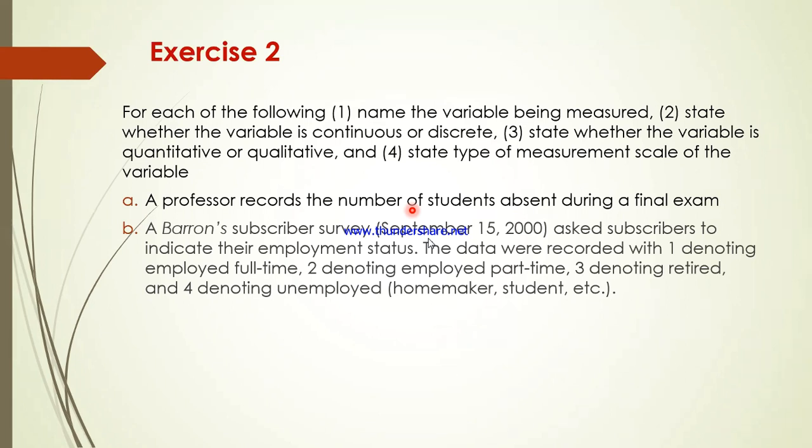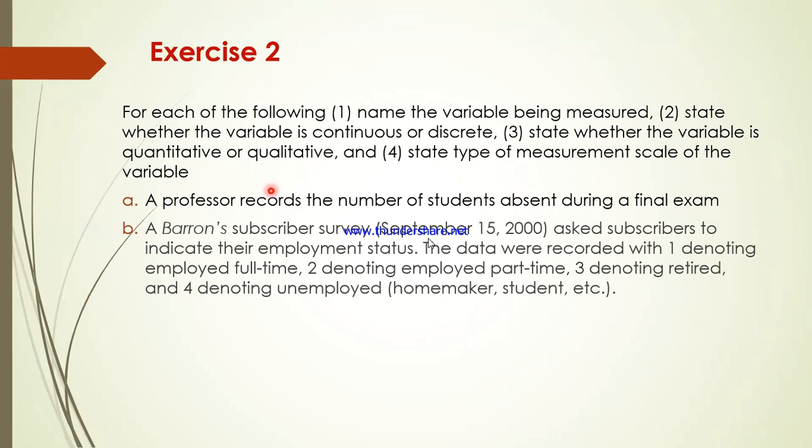Right? So it is a discrete variable because for the number of absences, we are getting these values by counting. Right? So it is a discrete variable. Then state whether the variable is quantitative or qualitative. Because we are measuring with numbers, it is quantitative.